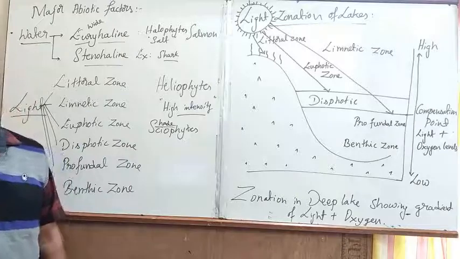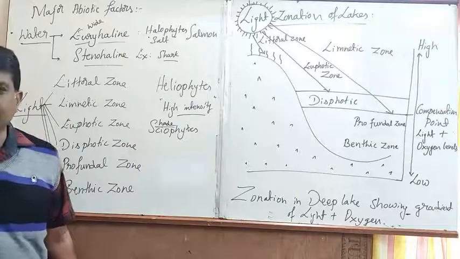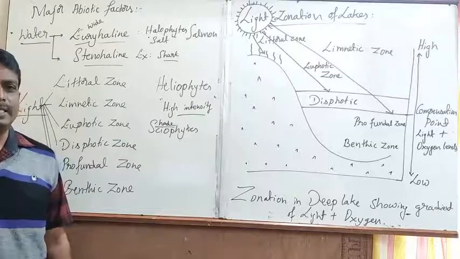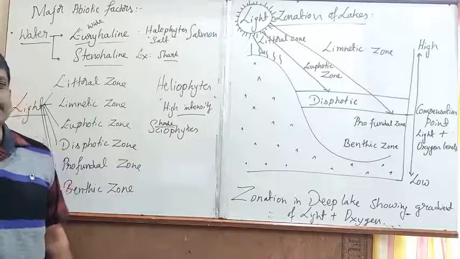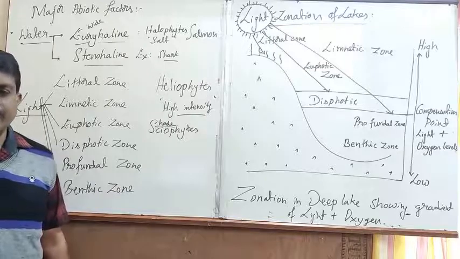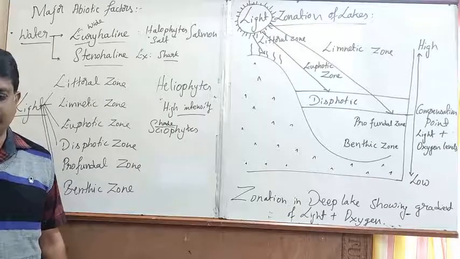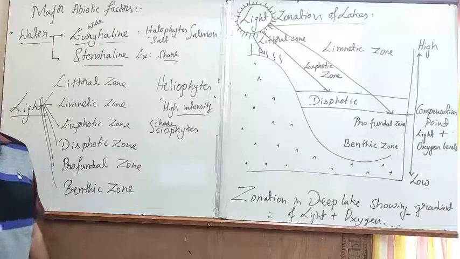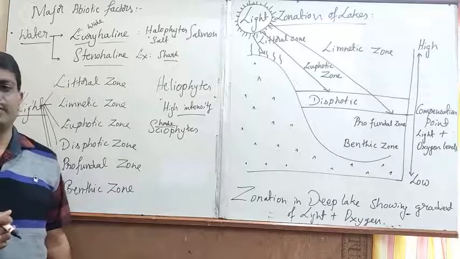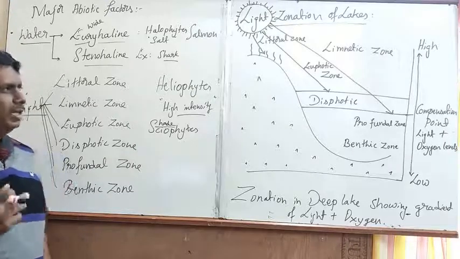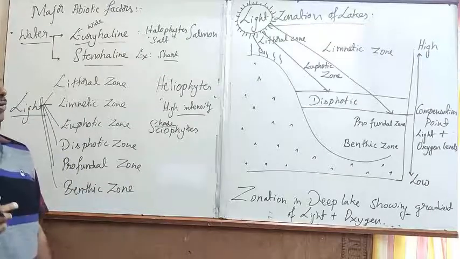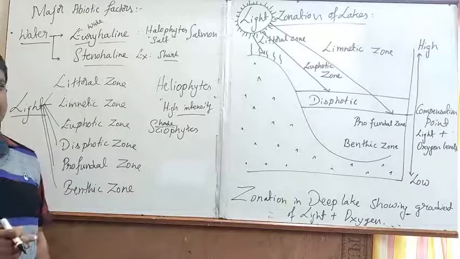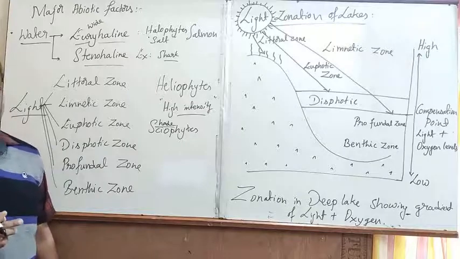Such a unique type of chromatic adaptation is seen in marine algal forms. It purely depends upon the type of light wavelength effectively absorbed by the photosynthetic pigment. The next important aspect is the distribution of light zonation in the lake aquatic system.